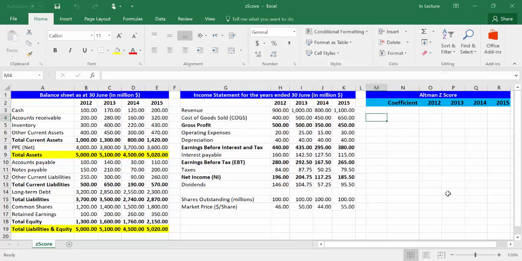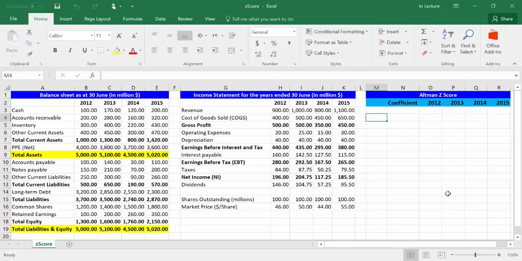This video is about computing Altman Z-score for public firms from financial statements using Excel. We have the balance sheets and income statements for years 2012, 2013, 2014, and 2015. All values are in million dollars. Let's start with the five variables of Altman Z-score.